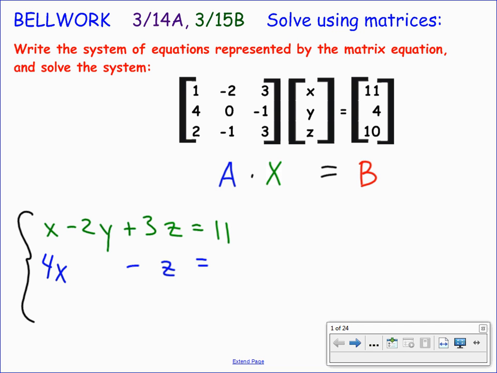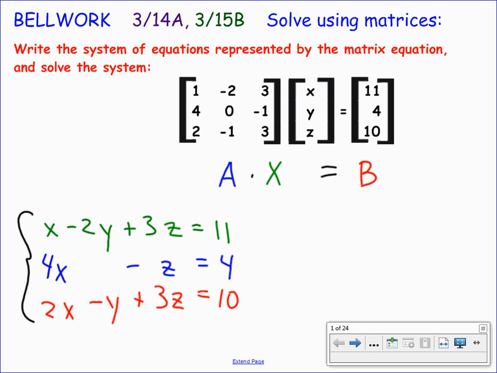Did you see what Will did? He knows that a zero coefficient means that there won't be any y in that equation. Nice job. Minus 1 equals 4. We need that for the second one. And then what would I have for my final equation, Aaron? 2x minus 1y plus 3z equals 10. Awesome. Thank you for your help, you guys.